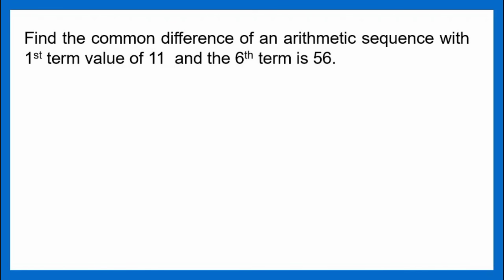Ayan. Find the common difference of an arithmetic sequence with first term value of 11 and the sixth term is 56. So obviously, ang pinapahanap sa atin ay si common difference. So same pa rin, same process. So first you have to write the formula. Ang formula natin kailangan sa ulo muna. A sub n is equal to a sub 1 plus the quantity of n minus 1 times the common difference.